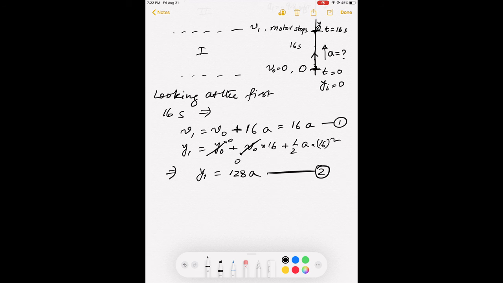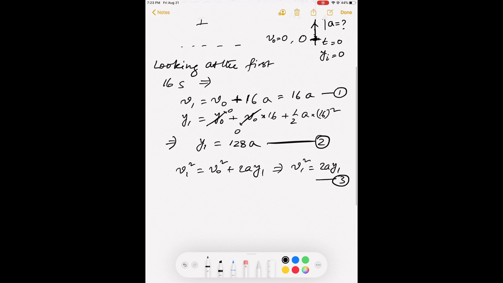Then there was a third equation, which we may or may not need. If you still want to be resourceful and keep that option, you could of course write down v1 squared equals v0 squared plus 2a y1. And here we are always getting y1 because it's y1 minus 0, since y equals 0 here. Anyway, it would look like v1 squared equals 2a y1, and you would call it equation number 3 if you ever need it.